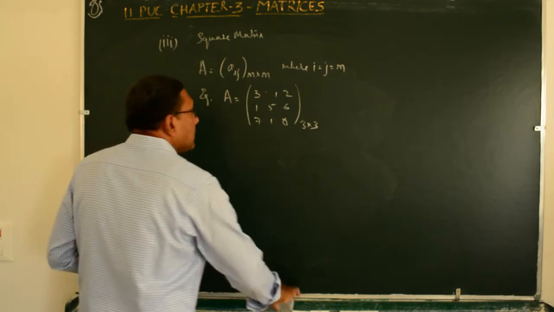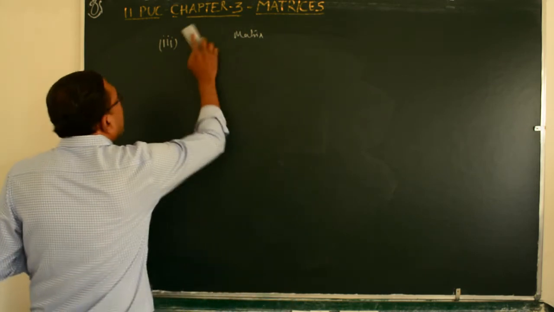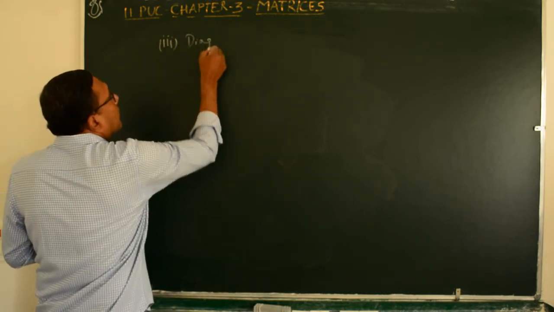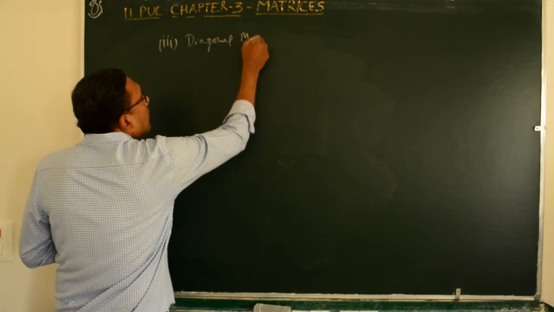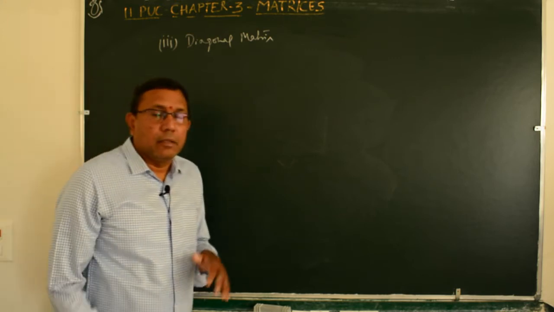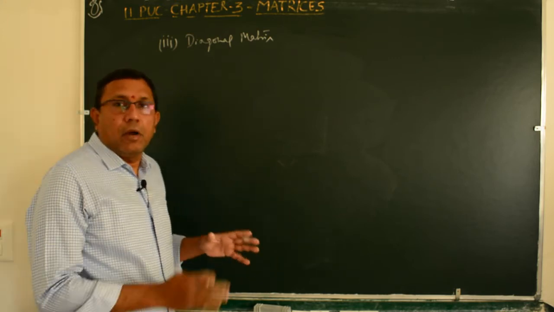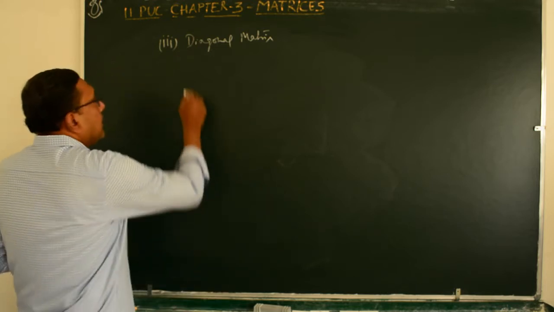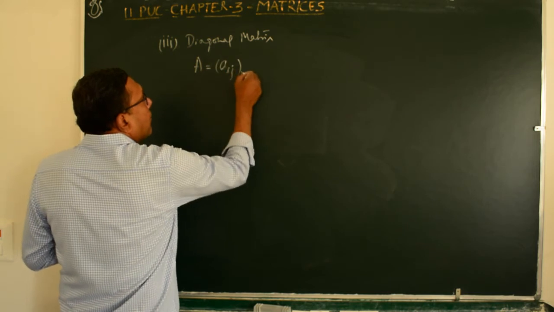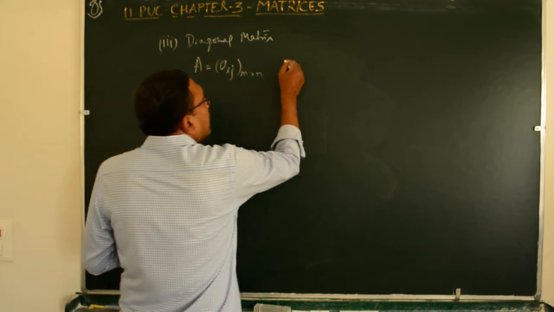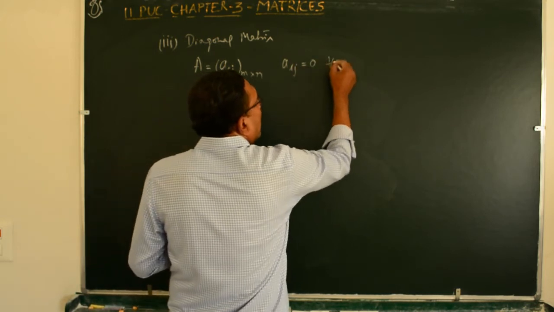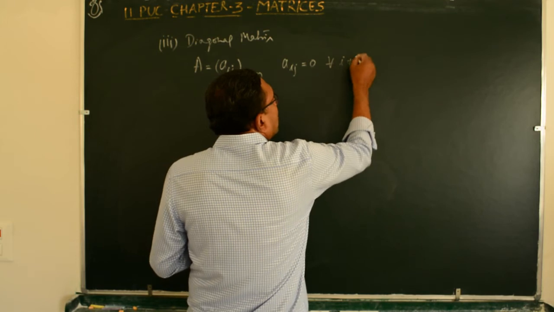Let us discuss the next matrix, which is the diagonal matrix. In a diagonal matrix, the only entries present inside the matrix are diagonal entries. Like for example, in the general definition, if I want to write Aij of order m cross n, then Aij will be 0 for all i not equal to j.